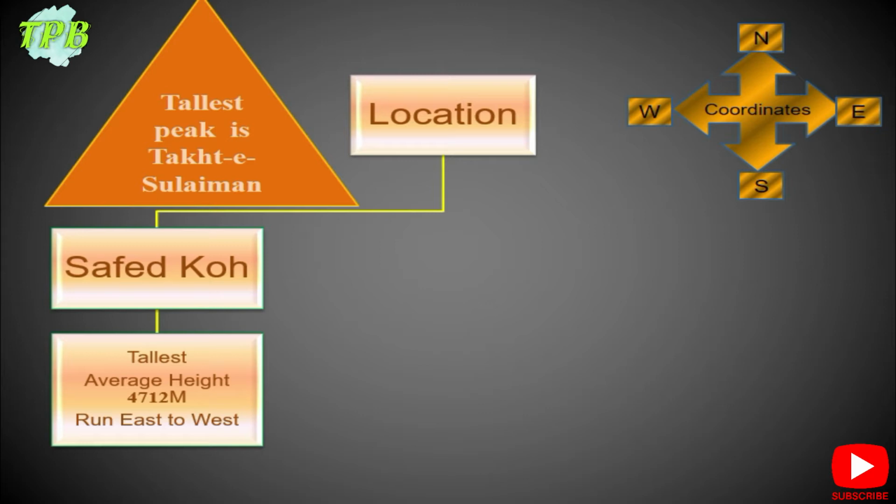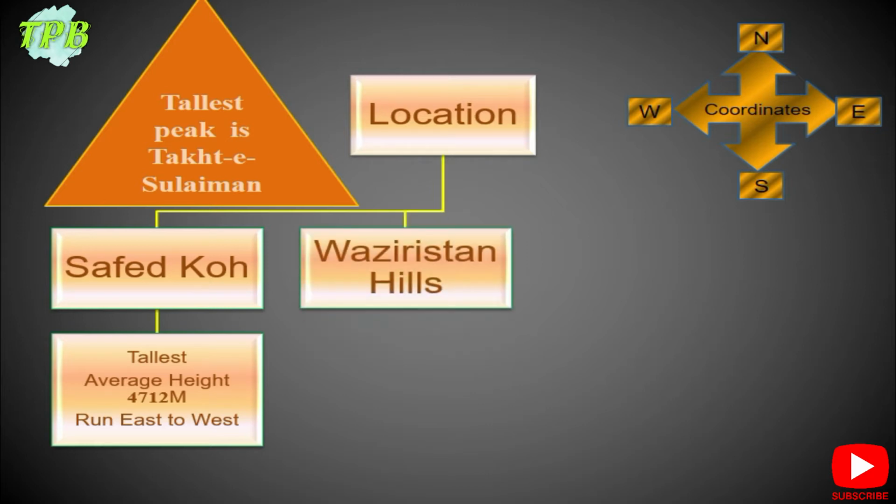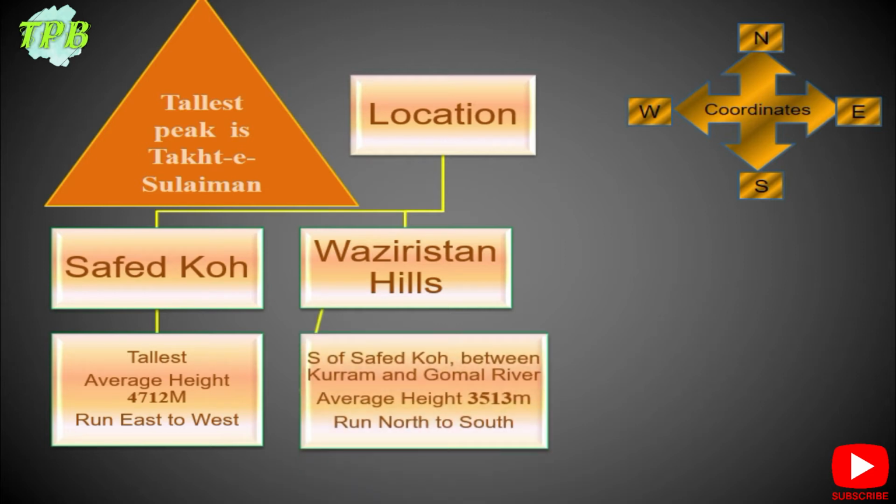Its average height is 4,712 meters and it runs in the east to west direction. The next is Waziristan Hills. These are in the south of Safed Ko between Kuram and Gomal River with an average height of 3,513 meters, and they run from north to south direction.